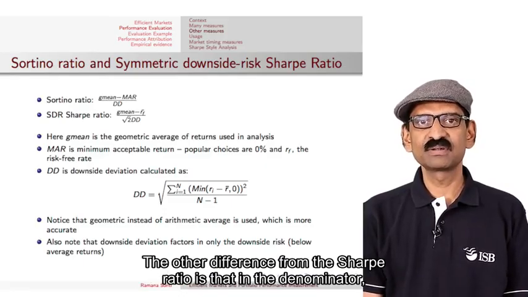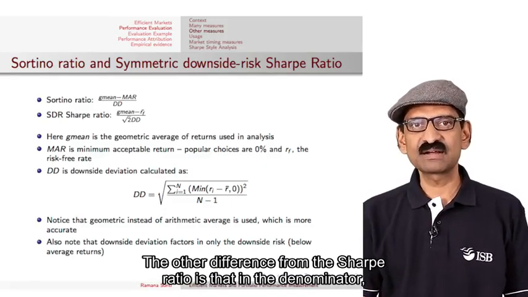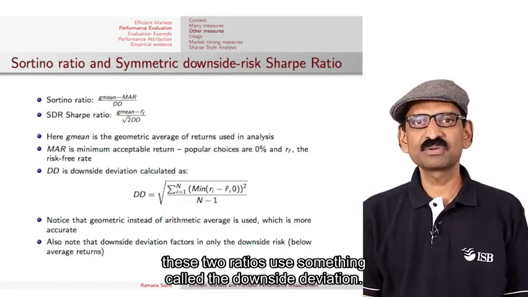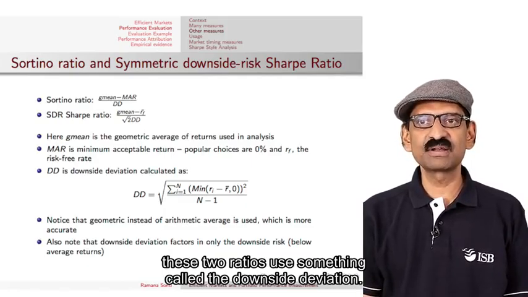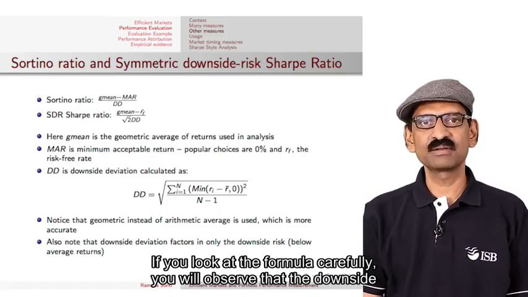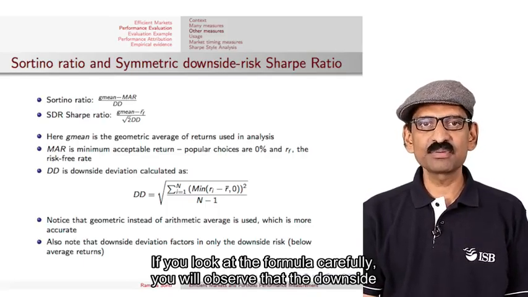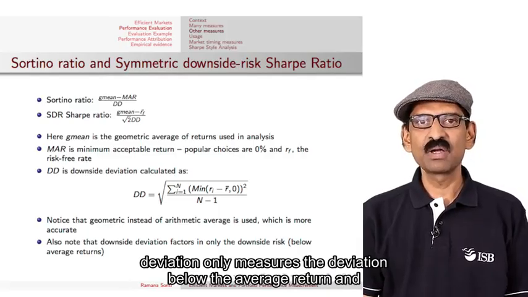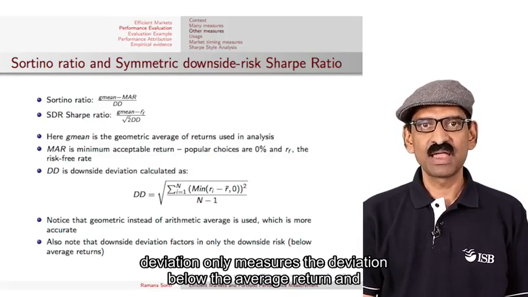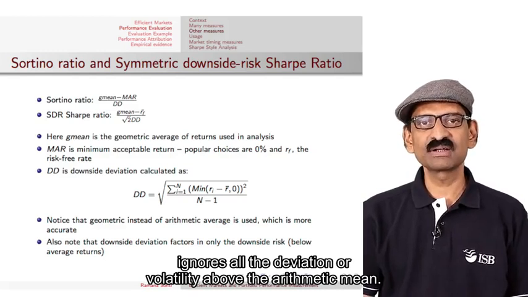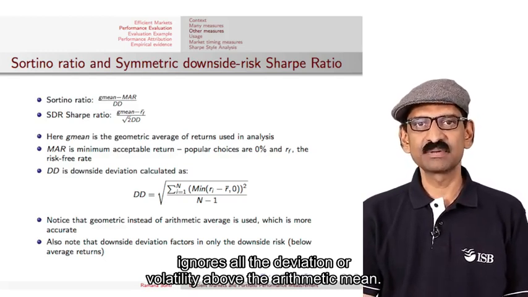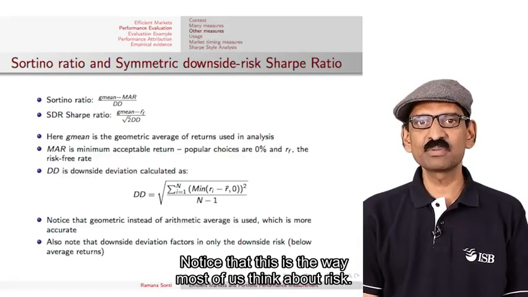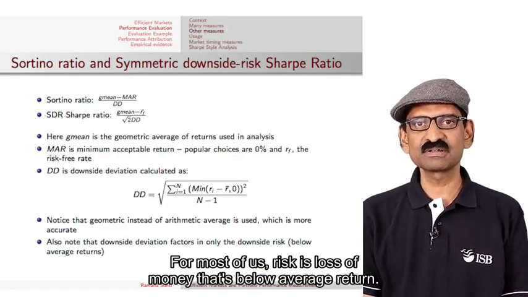The other difference from the Sharpe ratio is that in the denominator, these two ratios use something called the downside deviation. If you look at the formula carefully, you will observe that the downside deviation only measures the deviation below the average return and ignores all the deviation or volatility above the arithmetic mean. Notice that this is the way most of us think about risk. For most of us, risk is loss of money, let's say below average return.